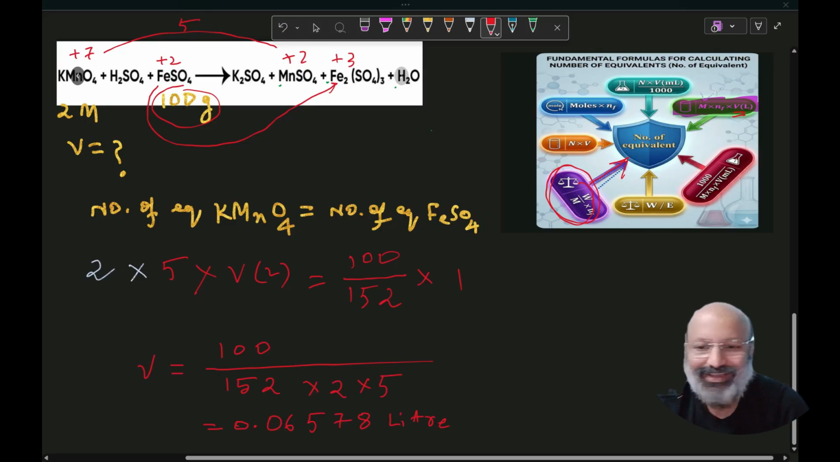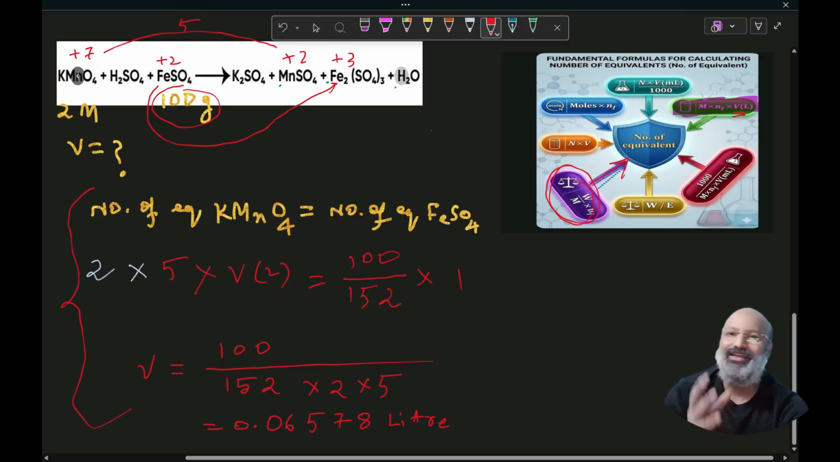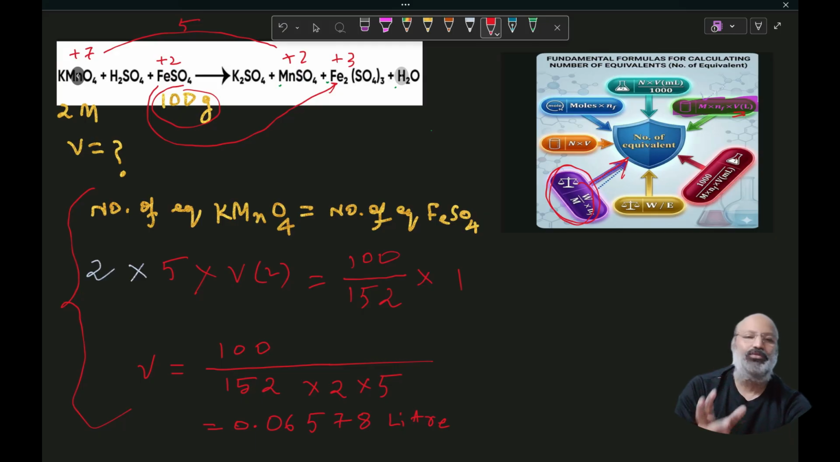Okay. Now let's calculate the volume. So here is the answer. Exactly the same answer we have got. And you can see how easily we have done this calculation. First of all, we don't need to balance the equation. Second thing, we can do it in 2 lines or 3 lines.